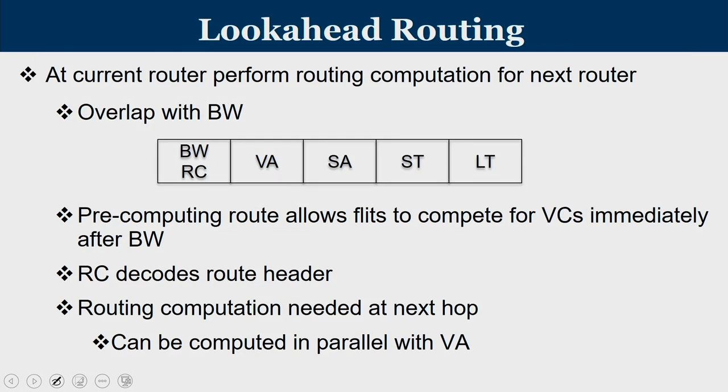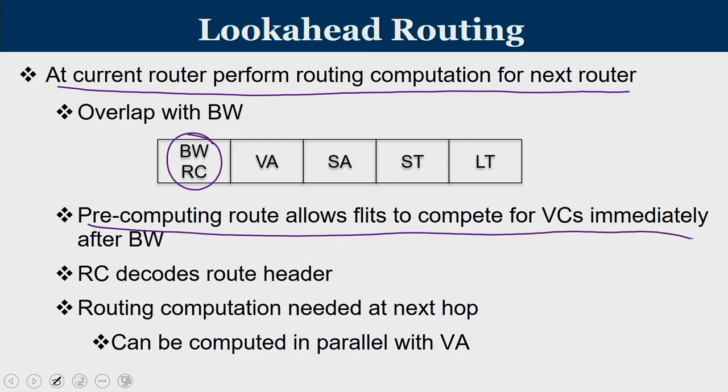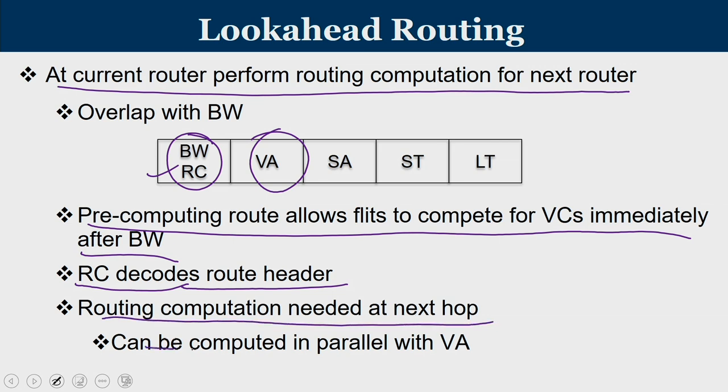Now, there is something called look-ahead routing. At the current router, you perform the route computation for the next one. So you can overlap buffer write with the route computation. Pre-computing the route allows the flit to compete for VCs immediately after the buffer write. By this process, I am performing the buffer write and, at the same time, the route computation. Because of that, immediately after that I can perform virtual channel allocation. The route computed is encoded into the header, and route computation needs to be done at every hop and can be computed in parallel with VA as well.